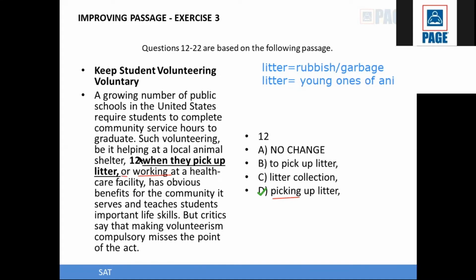So they are talking about cleaning the place. Local animal shelter, picking up litter, litter is the garbage or waste which is thrown everywhere, or working at a health care facility. So this is called parallelism. The word before all, volunteering, is given; working is here, helping local animals, picking up litter, working. So all these come under the same format.